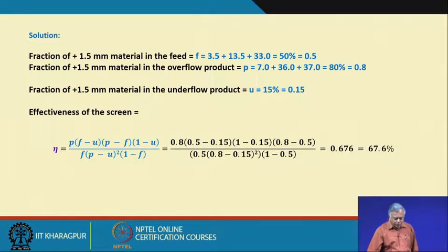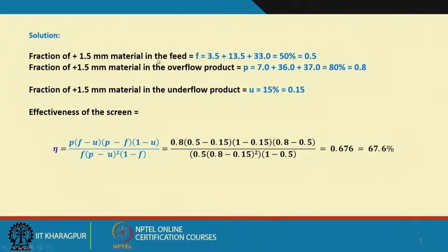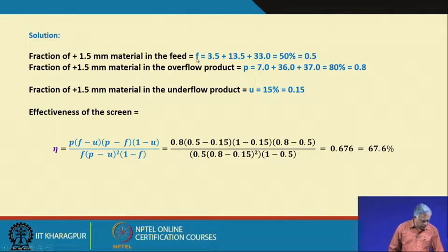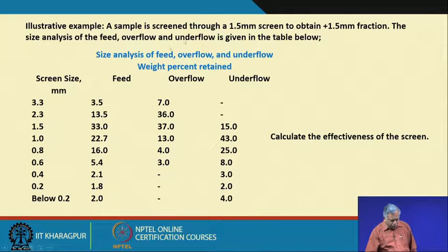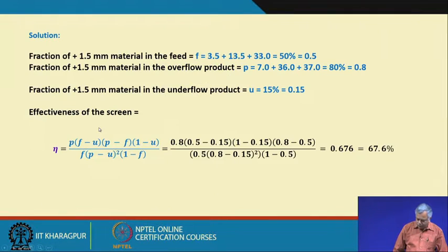So, fraction of plus 1.5 material in the feed, because your screening operation is at 1.5 millimeter. You have got a 1.5 millimeter aperture screen. So, what is the small f? That is how much of material in the feed is present. So, if we go back to this, here that is 1.5. So, that is 33 plus 13.5 plus 3.5. So, this becomes 17 and this is 33, it should become 50. So, that is giving you small f is equal to 50%, or in fraction, because it has to be written in fraction, that becomes 0.5.